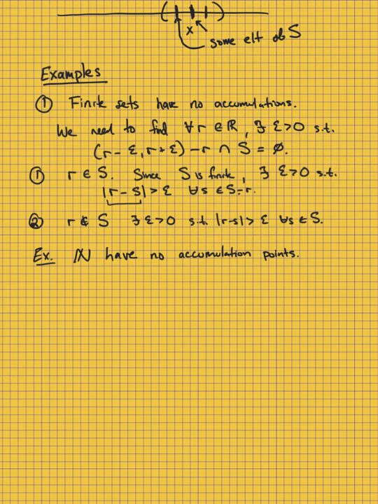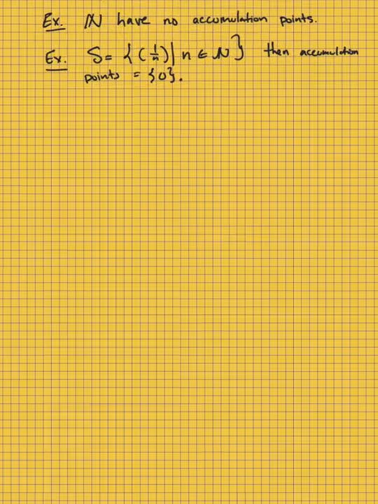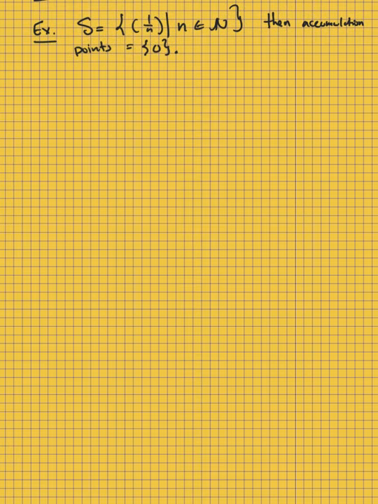Okay, so let me do another example where there are accumulation points. If I look at the set S, which is our favorite set, 1 over n for n in the naturals, then the accumulation points are the set just containing 0. Okay? Again, I'm not going to go through all the details, so you can check that 0 is an accumulation point.